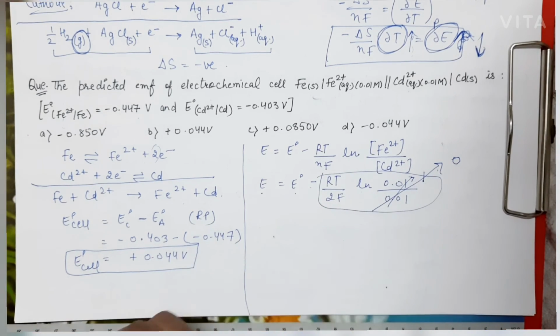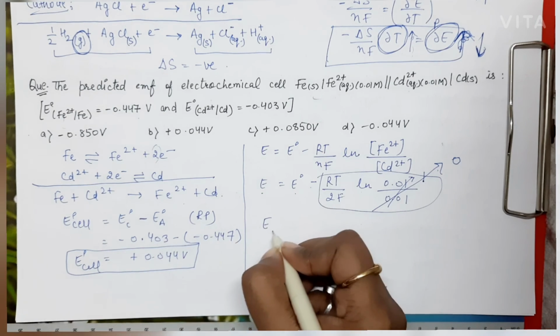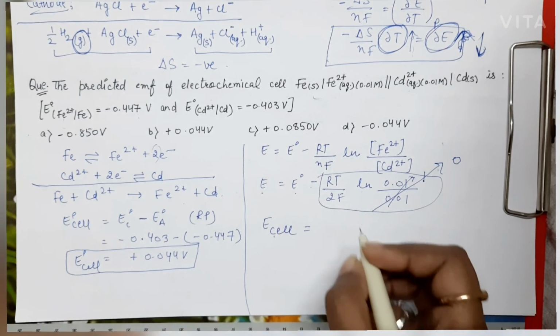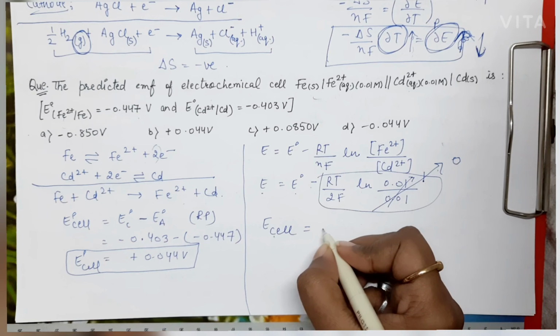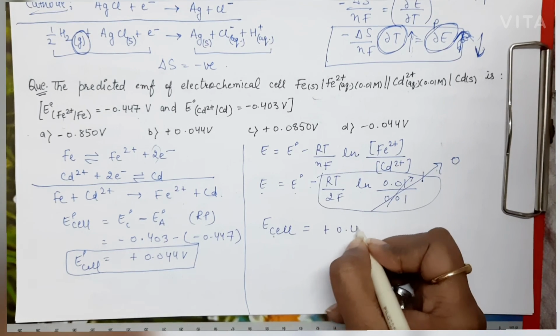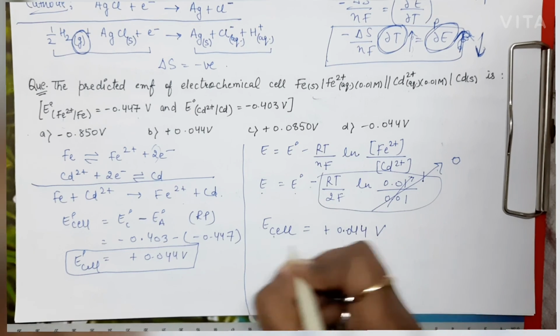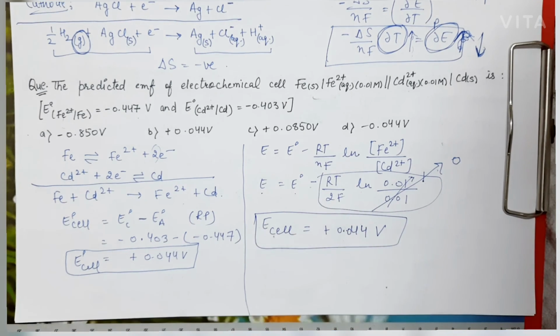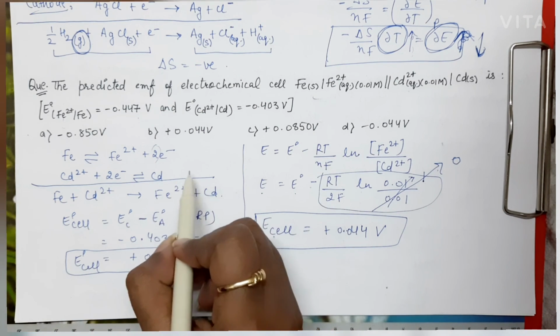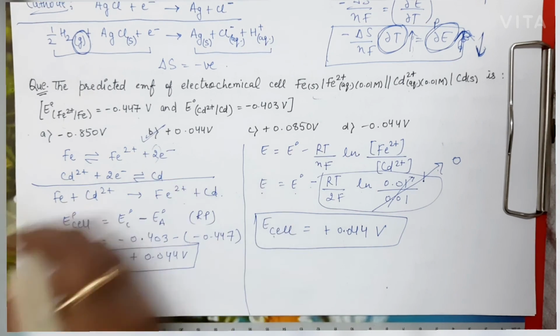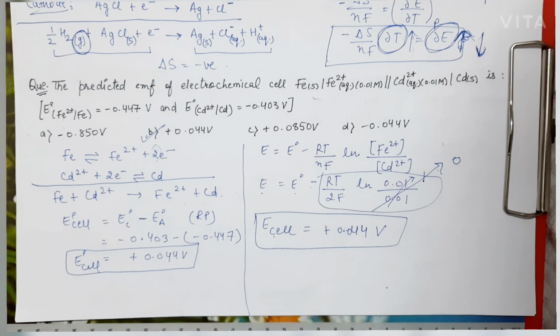Now E will be equal to E naught. That is, the EMF of the cell is going to be equal to the E naught value of the cell, that is 0.044 volt, right? So this is going to be the value for EMF of the cell. So the correct option is plus 0.044, option B.